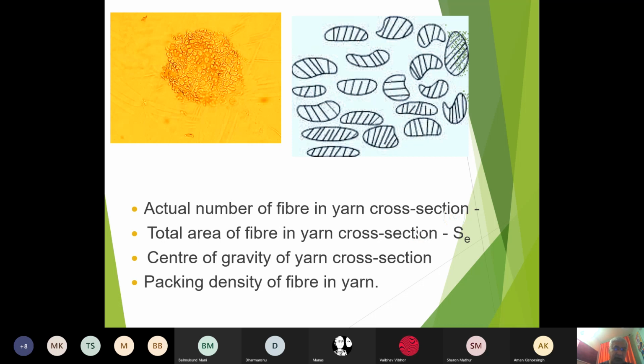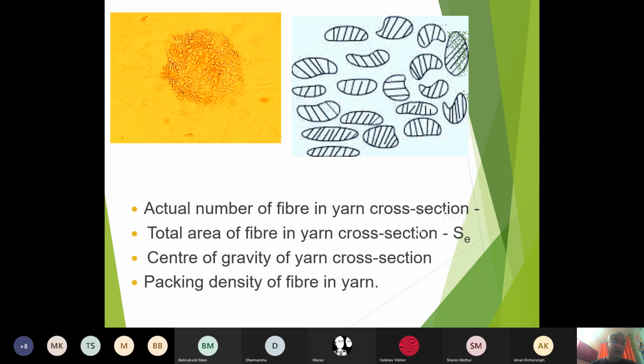Now this is a schematic of fibers which I'm showing, but this one looks like the actual cross section, showing how the fibers look. So suppose I have a cross section of yarn. What information can I get out of it?